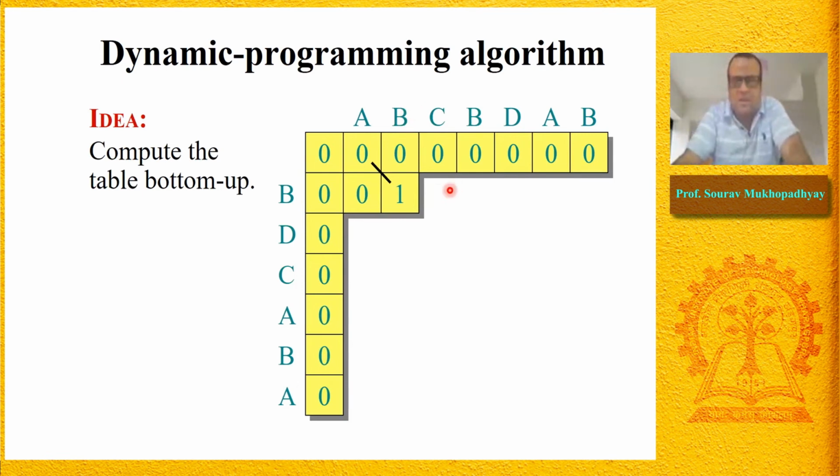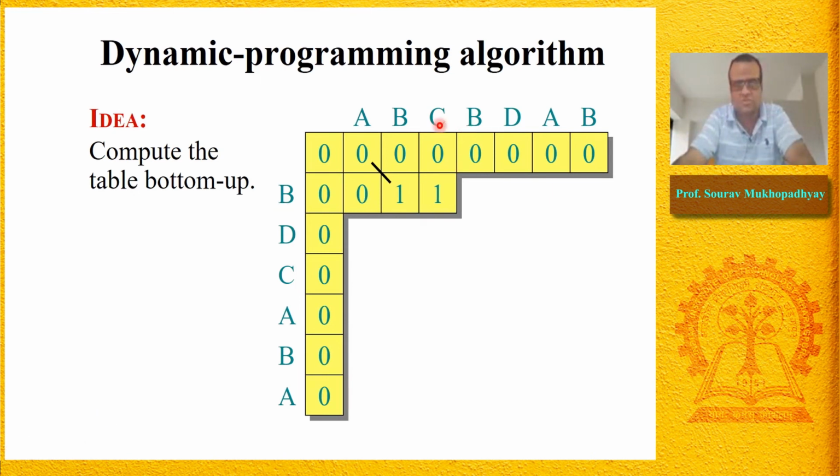Okay. Now here again we proceed. For this we need to check these two values. These two values are not same. So in that case, worst case, we have to get the maximum of this and this. Maximum of this is 0, this is 1. Maximum is 1. So this will be 1.